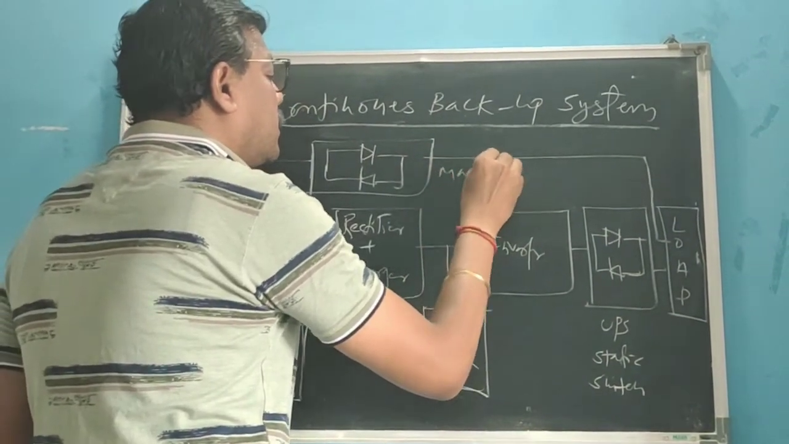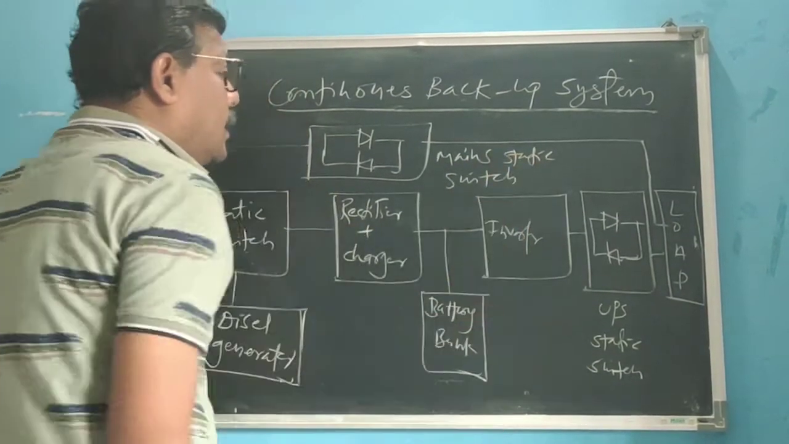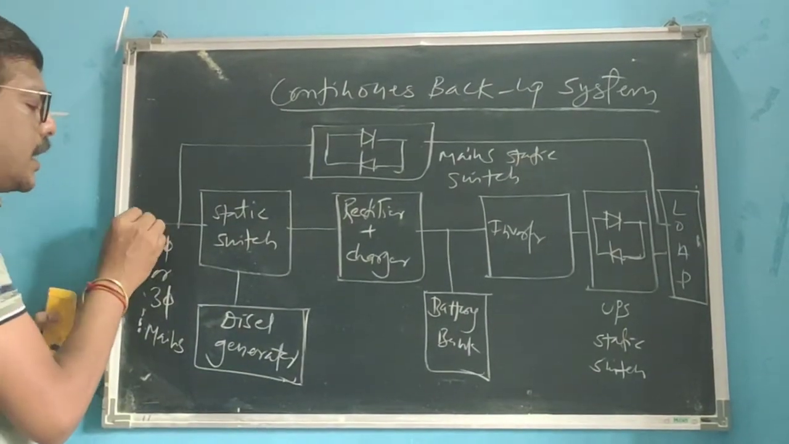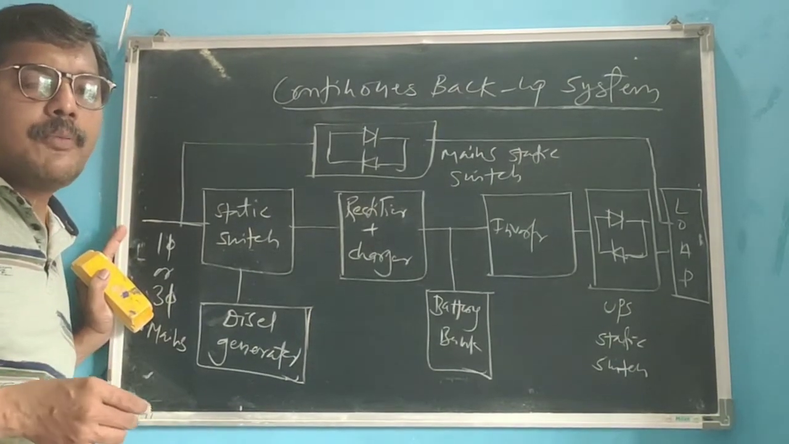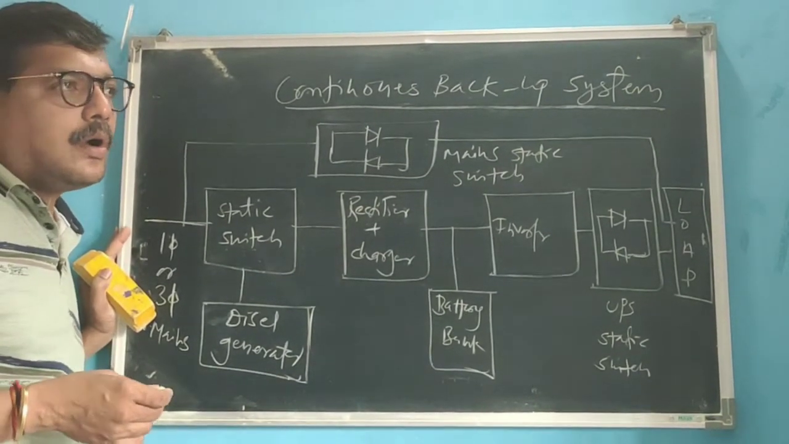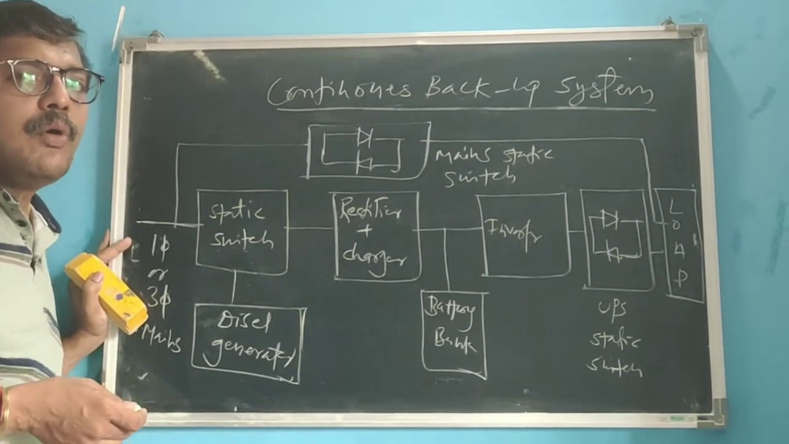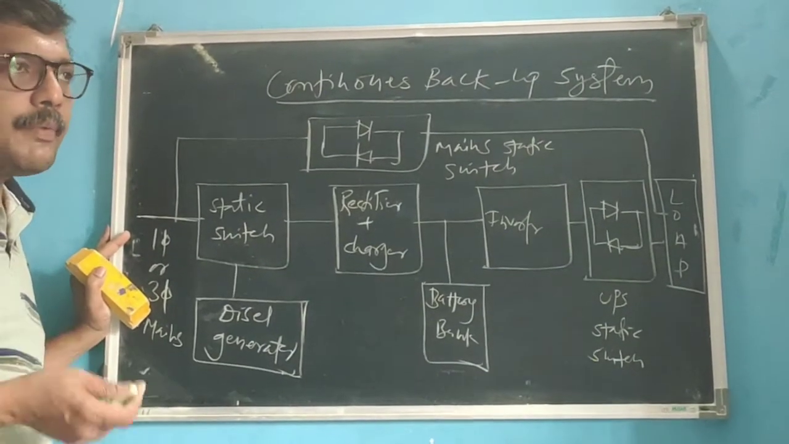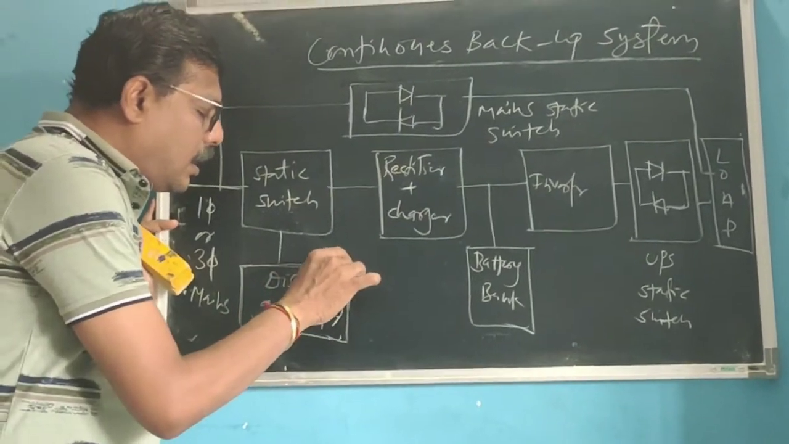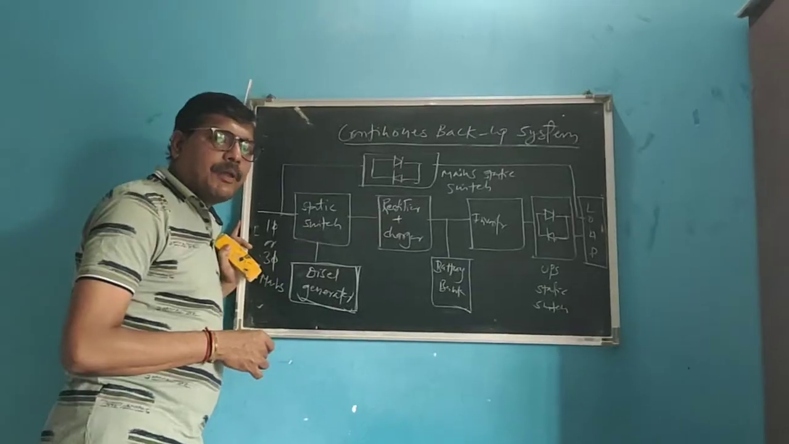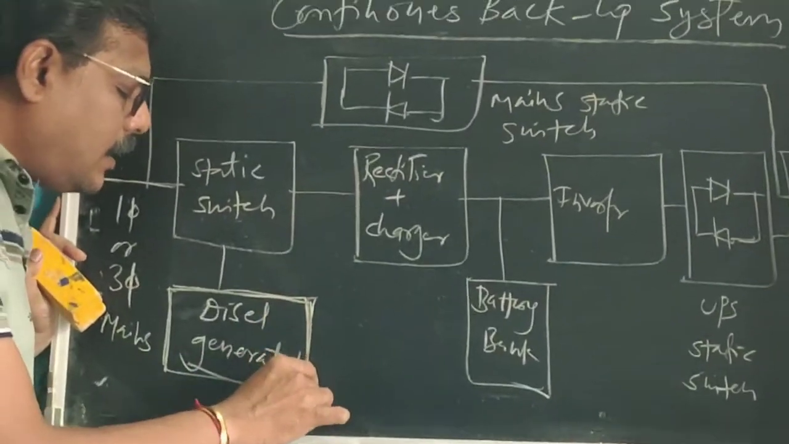Mains static switch. This is your continuous backup system. So this continuous backup system is similar to the online system, just like your online UPS system. This continuous backup system is much more reliable. It is more reliable and it requires a backup system, that is, it requires the diesel generator.